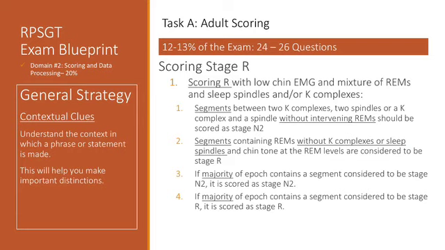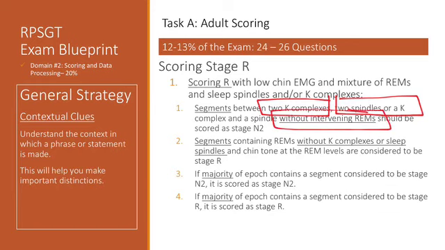So another scenario in scoring stage R is when you have basically a low chin tone, but you have the presence of rapid eye movements and/or sleep spindles and K complexes. So in other words, you have stage 2 and you have REM. So you have a low chin tone, you have rapid eye movements, you have Ks, you have spindles. So how do you know when to score stage R in those scenarios? So when there are segments between two K complexes, two sleep spindles or a K complex and a spindle without, there's your key, without intervening rapid eye movements, then we should be going back to stage 2.